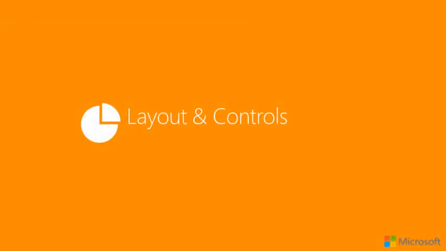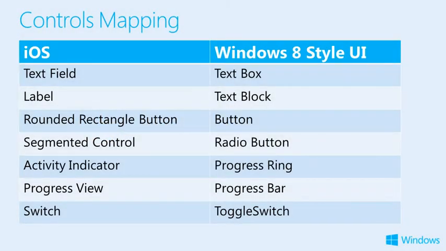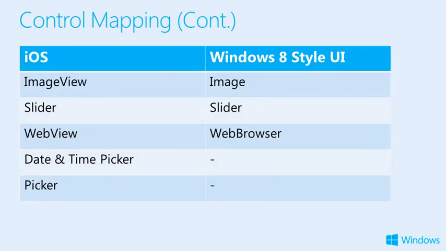So far, we have discussed the principle of Windows Store Apps UI style. Now let's take a look at controls we can use in the Windows Store Apps. Some of iOS controls can be mapped to similar Windows Store style controls. For example, you can use text block controls as a replacement for label controls in iOS. You can refer to this table for more available controls in Windows 8 for replacement. Currently, we don't have a built-in date and time picker or picker control in Visual Studio 2012.